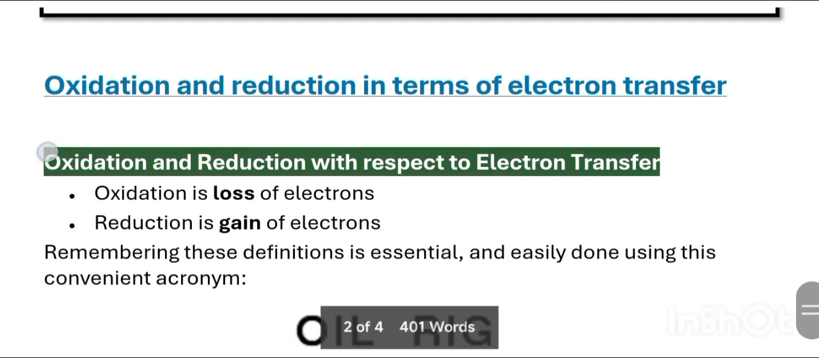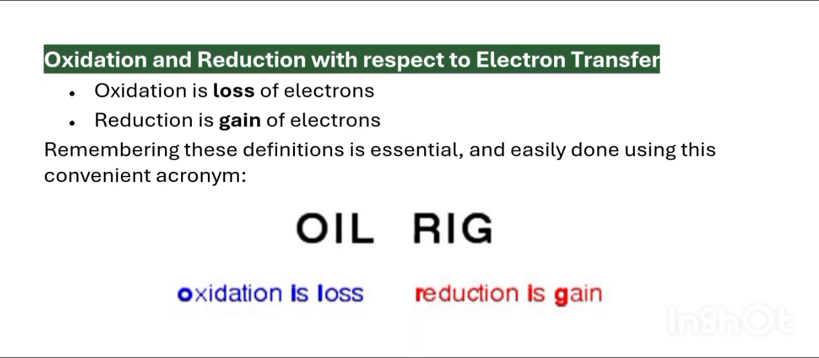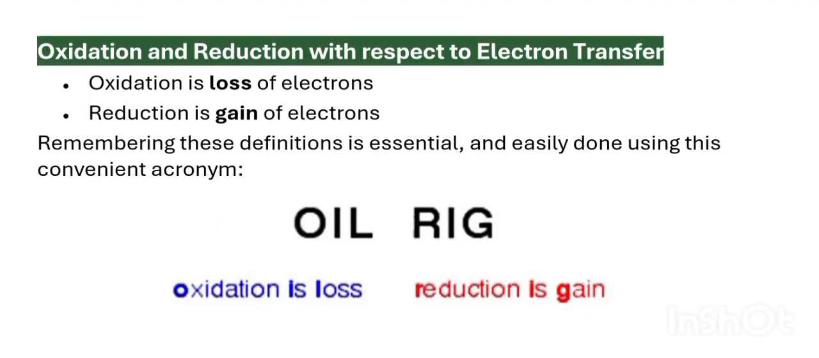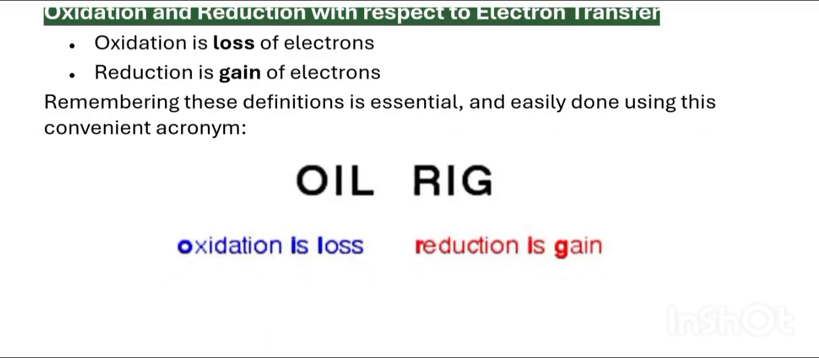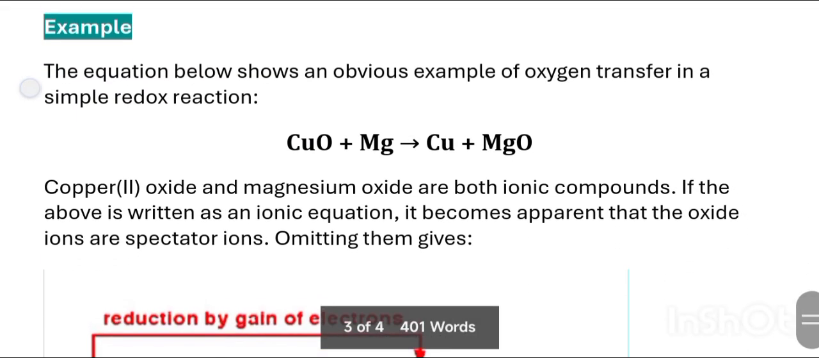Now with respect to electron transfer, oxidation is always termed as the loss of electrons while reduction is the gain of electrons. To remember this, you can memorize a mnemonic, that is OIL RIG. In the mnemonic OIL RIG, oxidation is loss, OIL, while RIG, the reduction is gain of electrons. So OIL RIG, you can easily remember it. Now let's see an example.